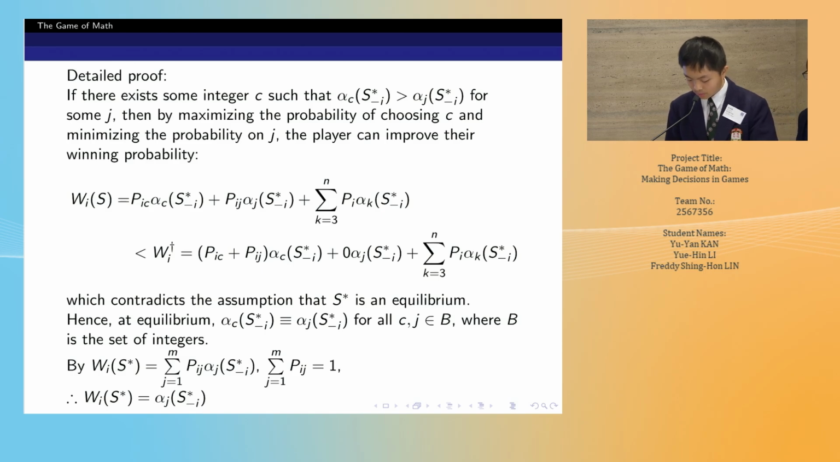So consequently, since the probabilities of all numbers sum to 1, the common coefficient for choosing any number must equal the overall winning probability of player xi.